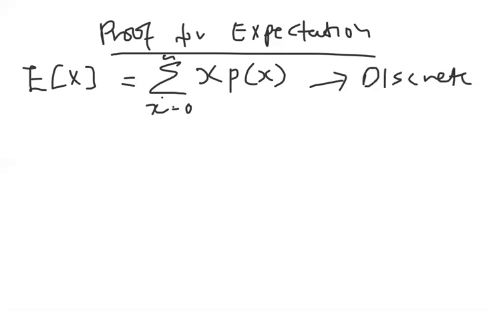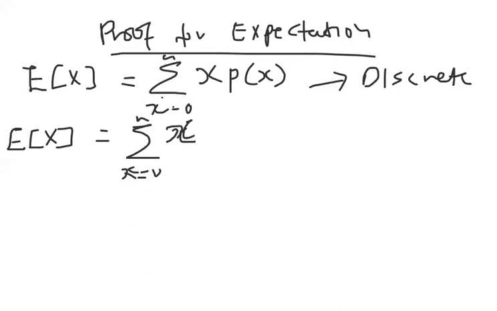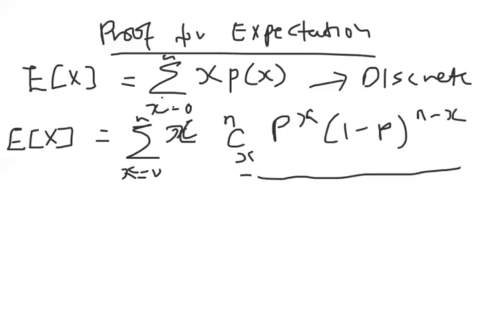So then I can say that the expectation of x is the same as the summation of x equals 0 up to n, then multiply by x. Then what's the expression for the probability of x? The expression for the probability of x is n choose x, p to the power x, into (1 - p) to the power n minus x. This is the expression for the probability of the binomial distribution, right?